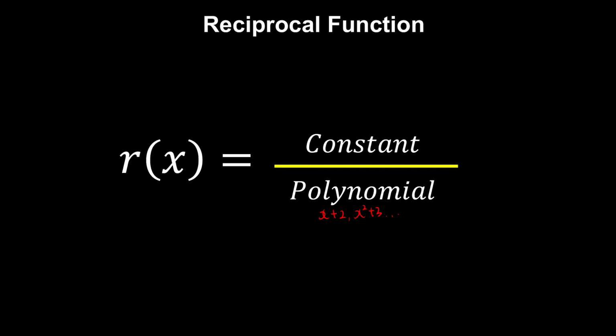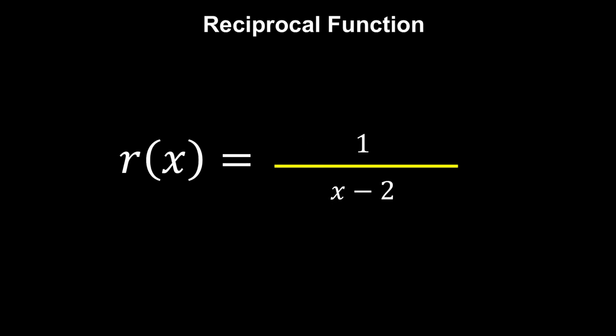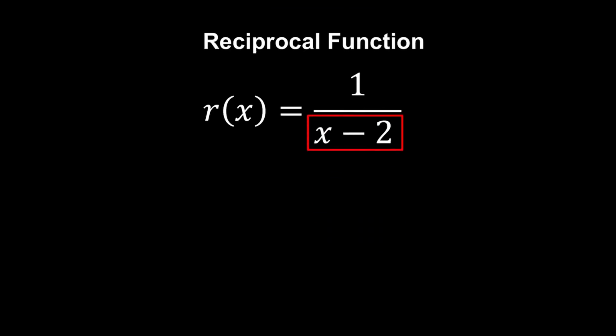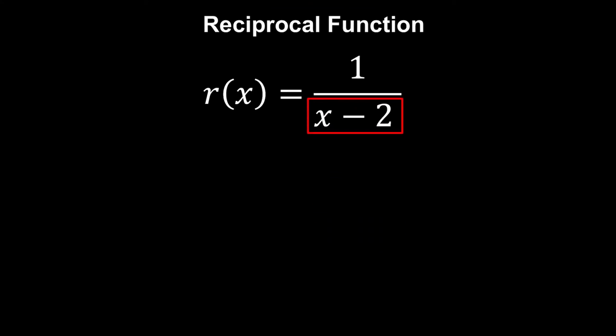So let me choose 1 as our constant here, and x minus 2 is our polynomial. And this is our example of a reciprocal function. What I'm more curious about is the denominator. As we know, when we have a fraction, we cannot divide by 0, or else it will give us a mathematics error. So the denominator cannot be 0.